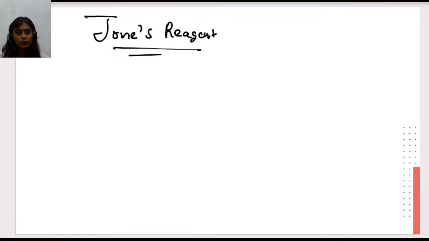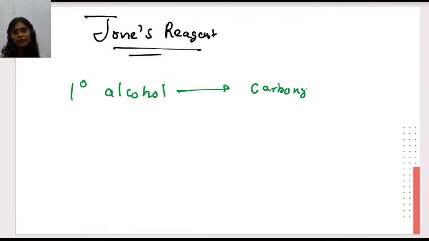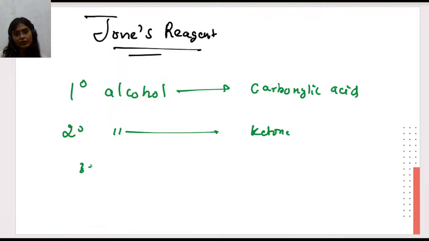Okay, so let me just write first how it's going to work. First of all, you are having a primary alcohol. Just write the general reaction, then we are going to discuss further. If you are having a primary alcohol, again we end up with the carboxylic acid, and a secondary alcohol gives a ketone, and a tertiary alcohol gives no reaction, same as the previous one.